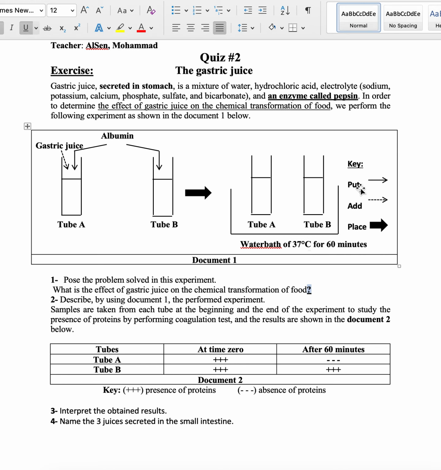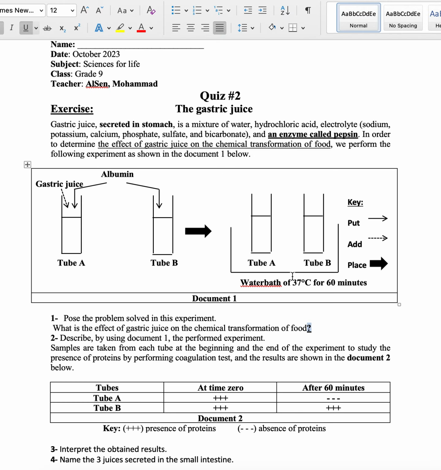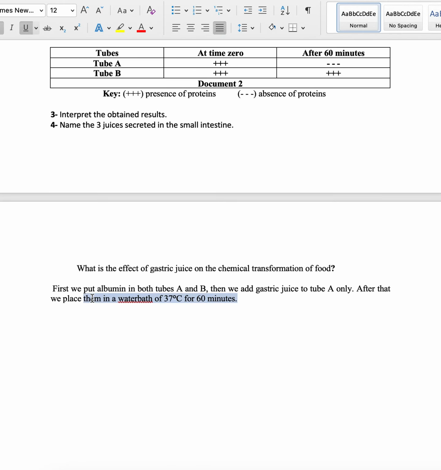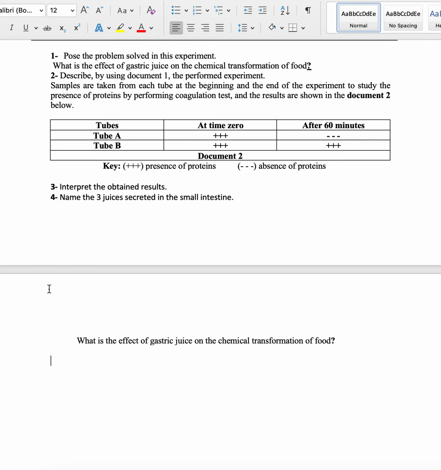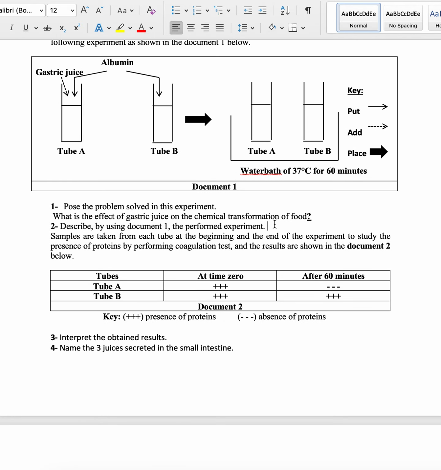You have to use the legend here, or the key here. I have to put albumin in both tubes A and B. Then we add gastric juice to tube B, and after that we place them in a water bath of 37 degrees Celsius for 60 minutes. So here you can take the answer from here and put it here.